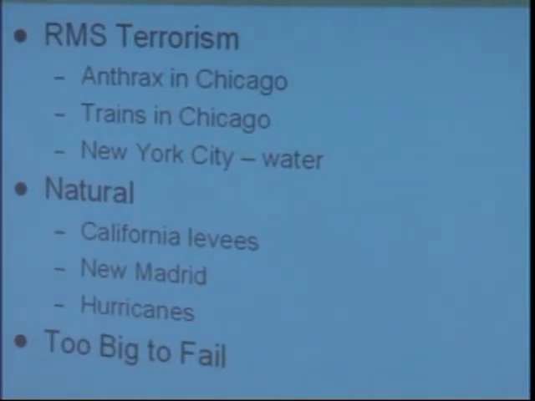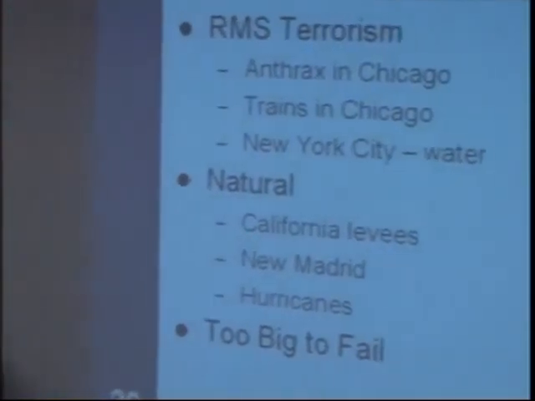Natural, some of them aren't terrorism. The California levees, people would say that the only thing you know about levees is that eventually they'll fail because they're not kept up well enough. And so eventually, if those levees up in Sacramento fail, it'll flood San Francisco, and then San Francisco will have no water at the same time.